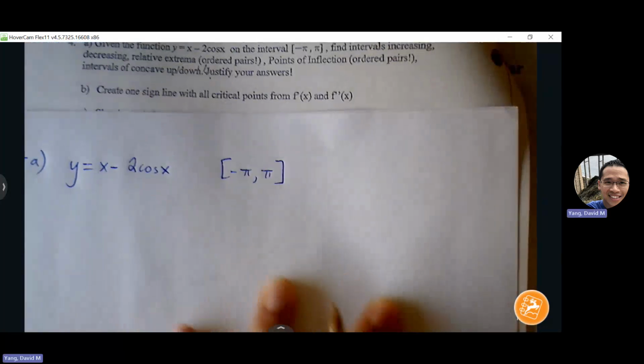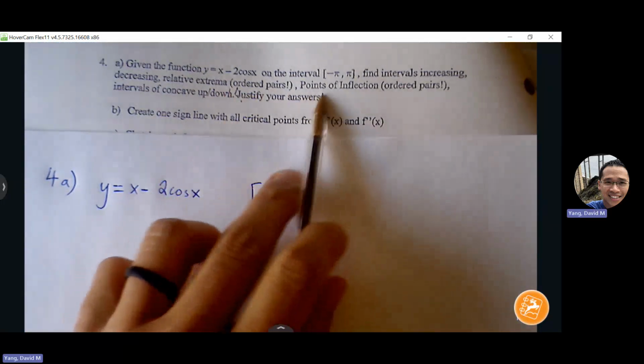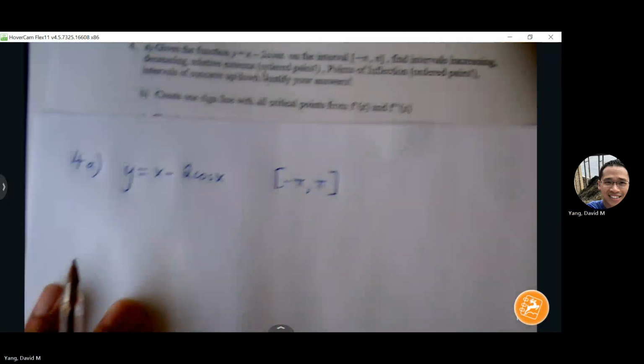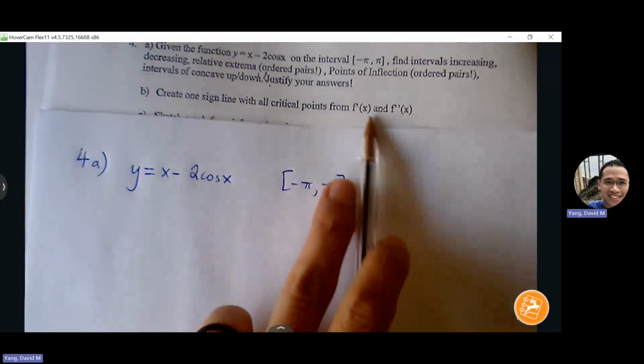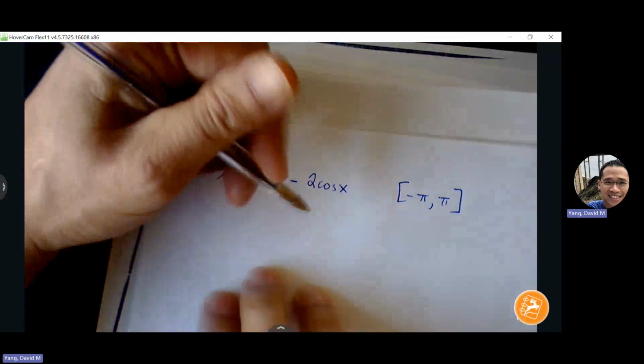So we're going to go through the first derivative test. We're going to find intervals of increasing and decreasing, relative max, relative min, and points of inflection. So we're going to create a sign line first. We're going to find f prime and go through our sign line. So let's try that.